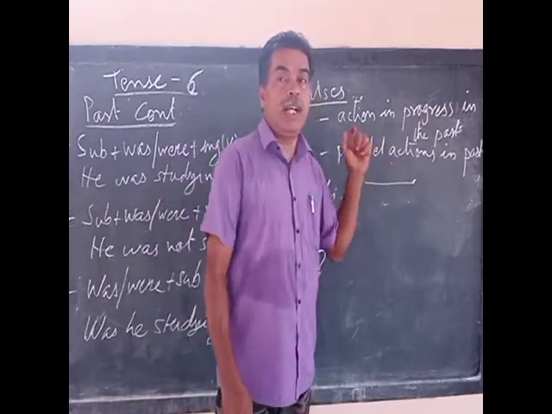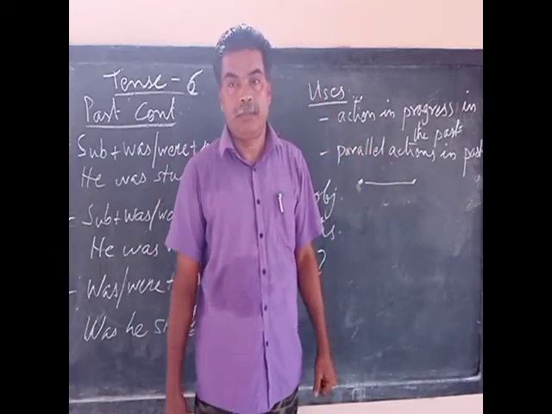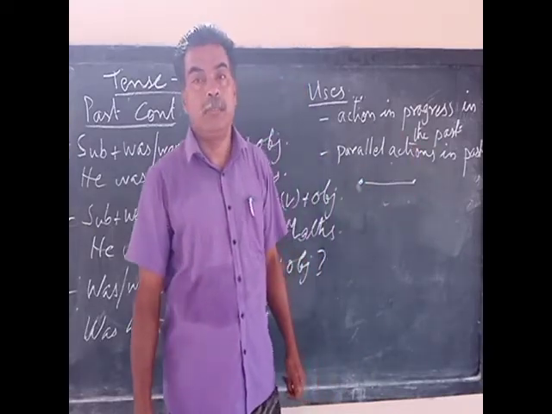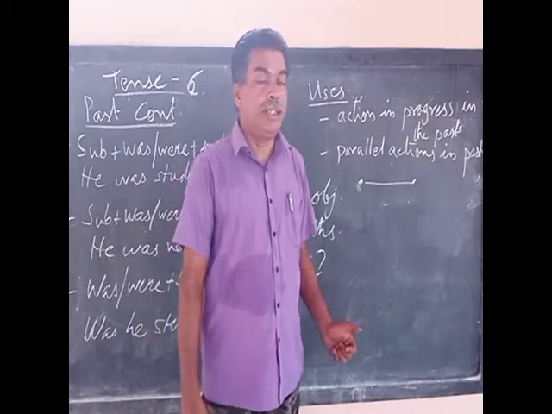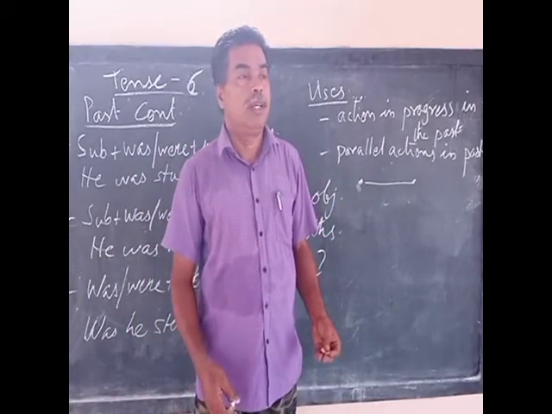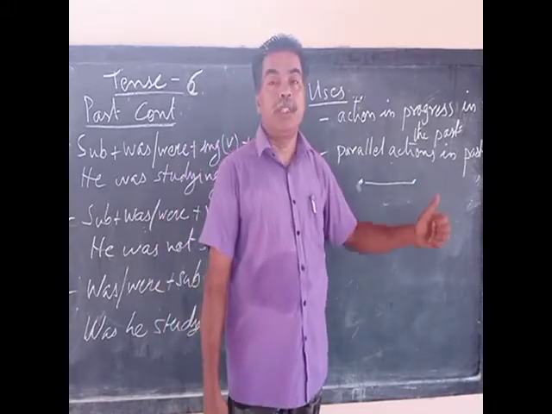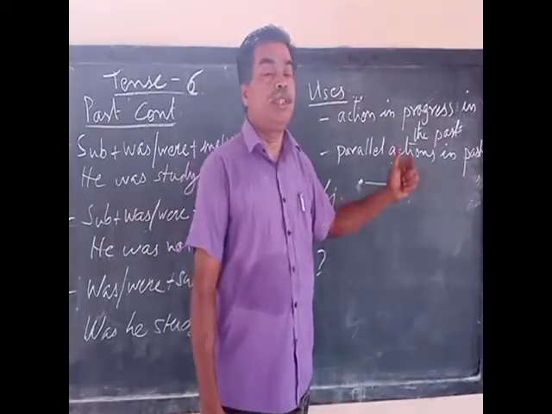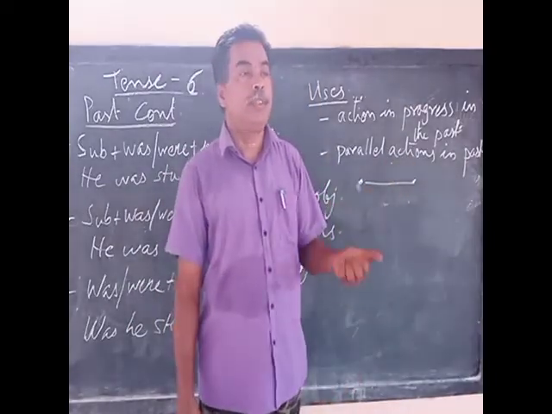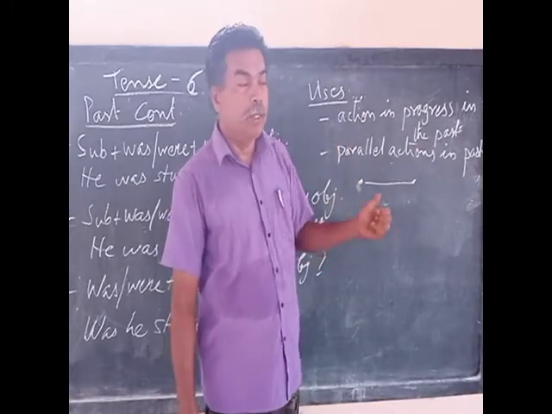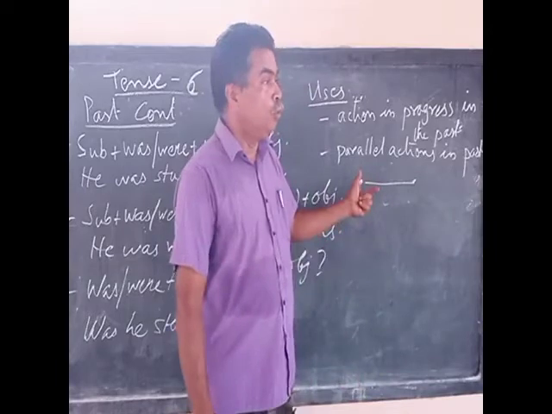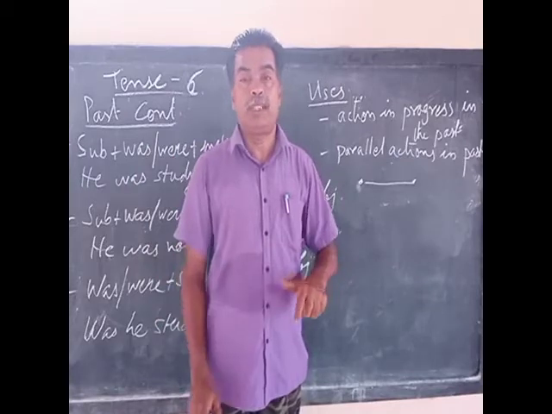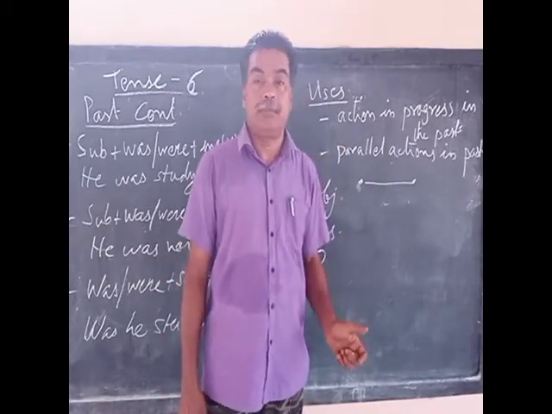Second thing, two parallel actions that were taking place sometime back in the past. For example, last Sunday, when I was cleaning the house, my wife was cooking food. Or when I was watching TV, my son was studying. Two parallel actions, two simultaneous actions. Now it is not taking place. It's already over. It started, continued and finished.